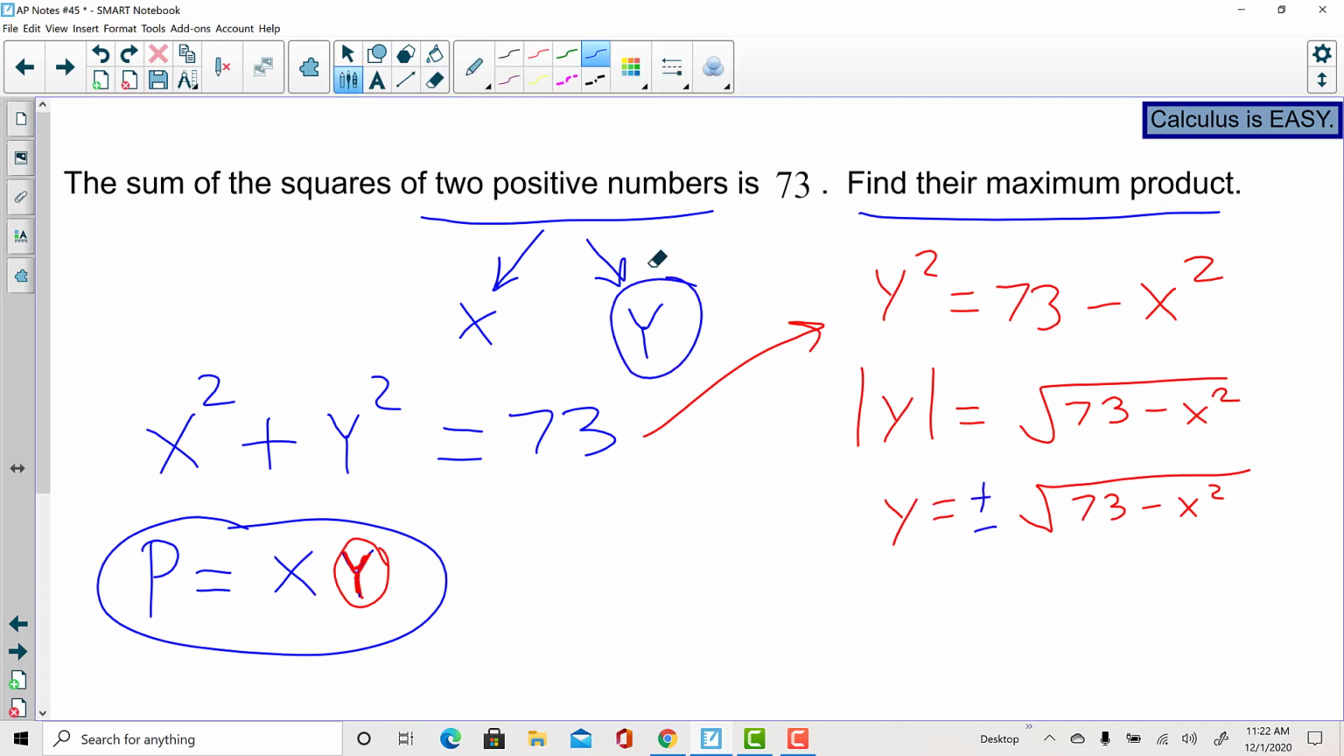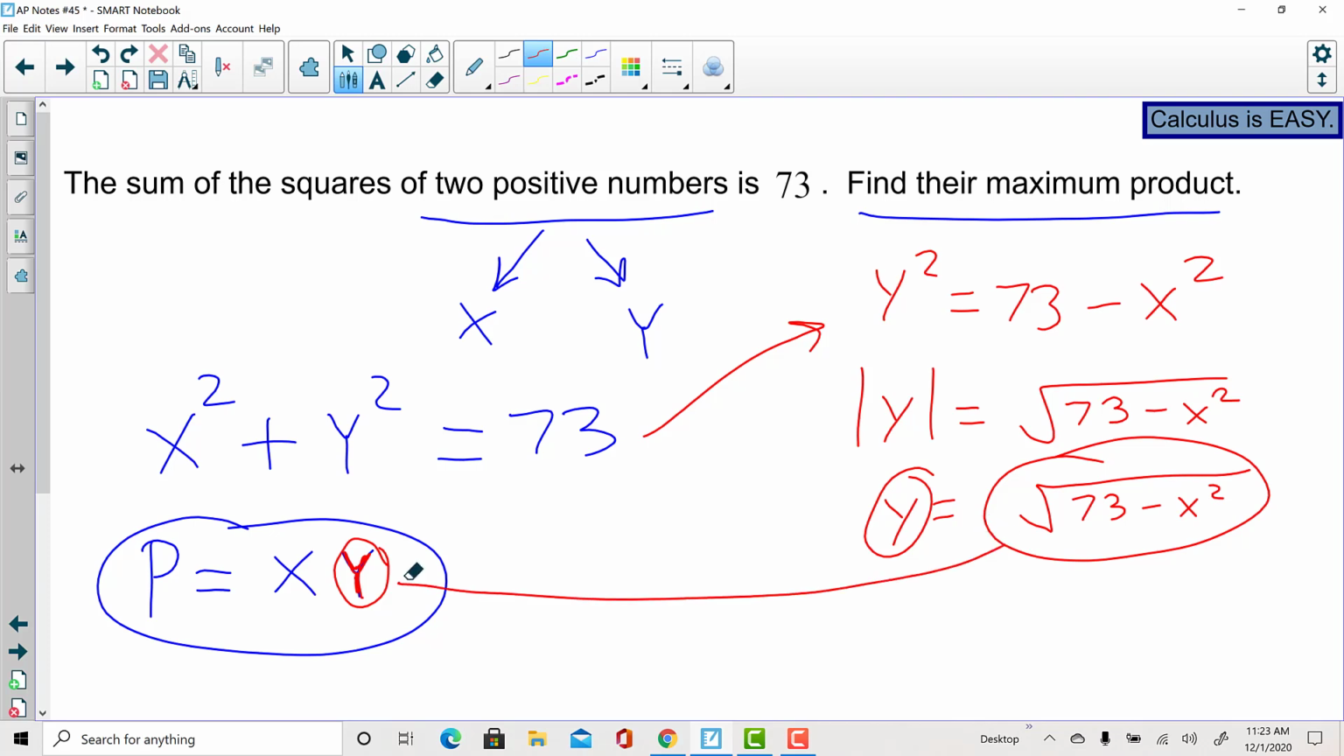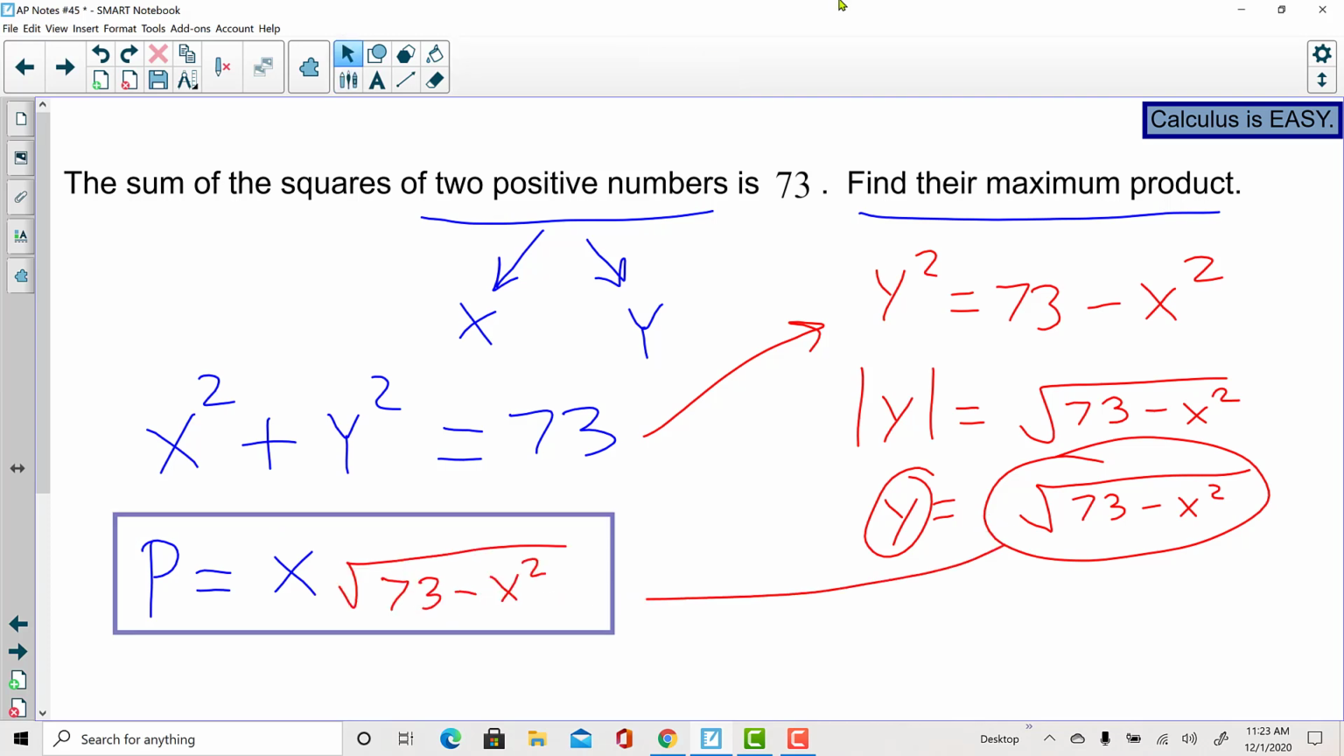Now, because we know that y is a positive number, we can just choose the positive here. And now we can trade y for this square root right here. We can plug it into our product formula. There we go. That's the formula that we want to maximize.